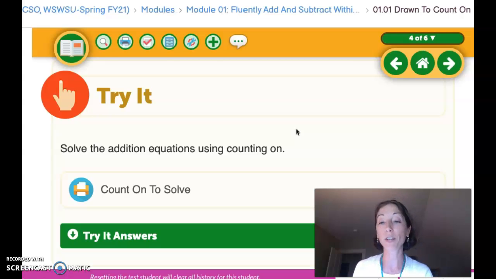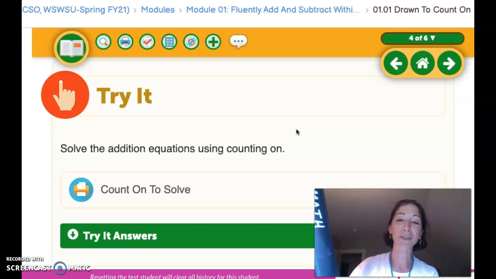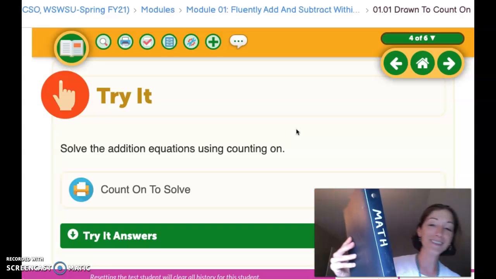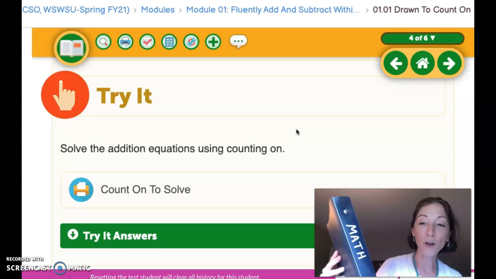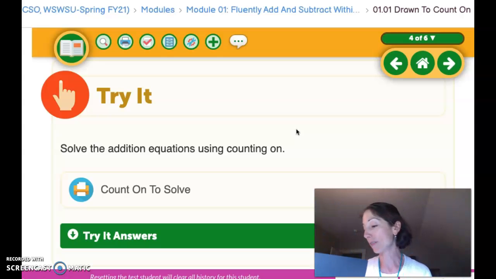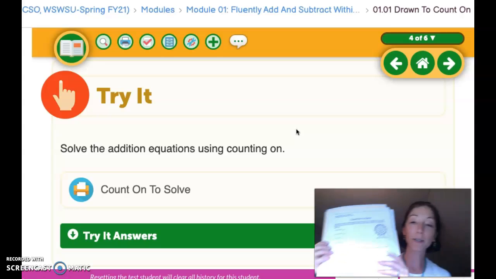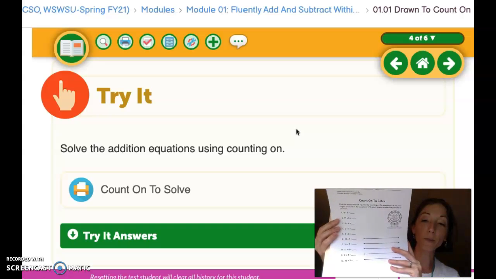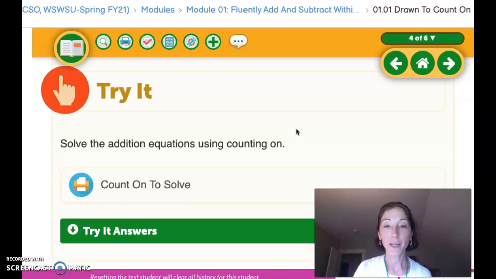So what I'm suggesting you have is a binder. I'm having trouble finding my camera. Whoa, there we go. Labeled with the subject. So have one for math, language arts, science, and social studies. Have a little folder available inside of your binder to keep all of your worksheets. That would be great.